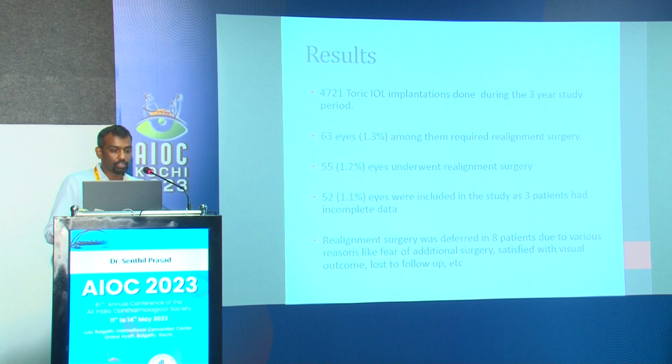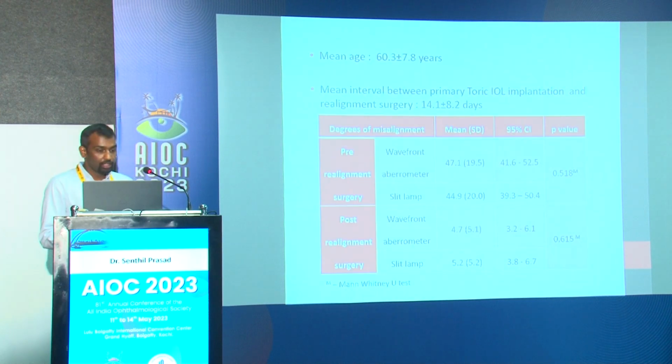So we evaluated around 4,721 toric IOL implantations during the 3-year study period, of which 63 eyes met the inclusion criteria for realignment surgery, of which realignment surgeries were done in 55 eyes. We included 52 eyes in the data because 3 patients had incomplete data. In 8 patients, the realignment surgery was deferred, as they were either not willing to undergo another surgery or they were happy with their post-operative vision. The mean age of the study participants was 60.3 years, and the realignment surgeries were done at an average of around 2 weeks from the primary surgery.